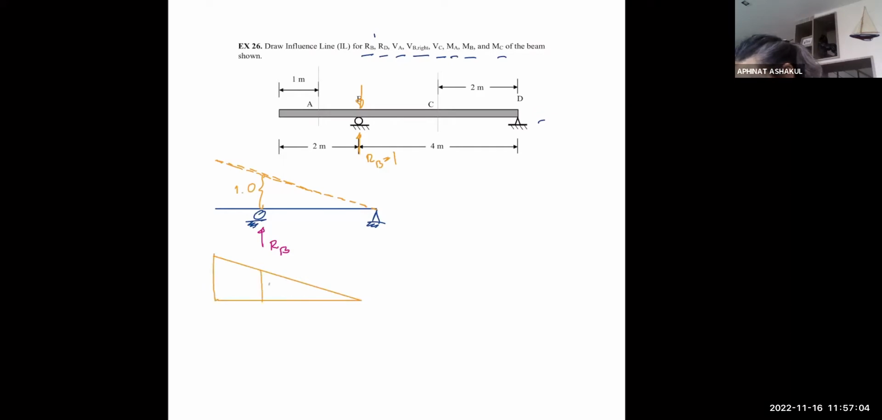Here, the magnitude is 1. So what is this? We can just use the similar triangle to finish the job, right? If that is 1, this is 4, the entire length is 6, so that is 1.5. That is the influence line of RB.